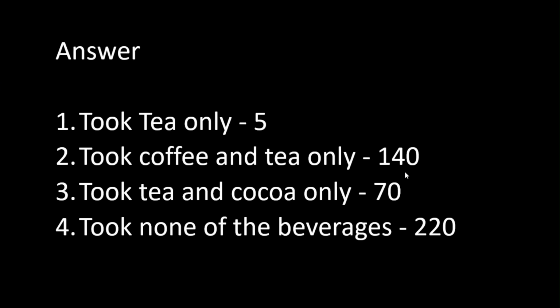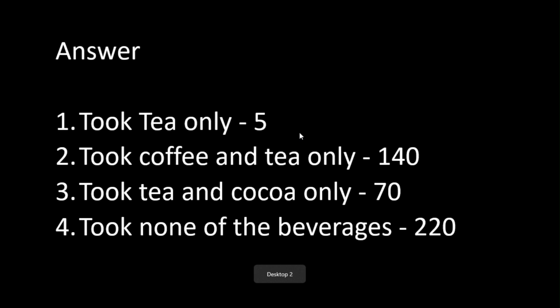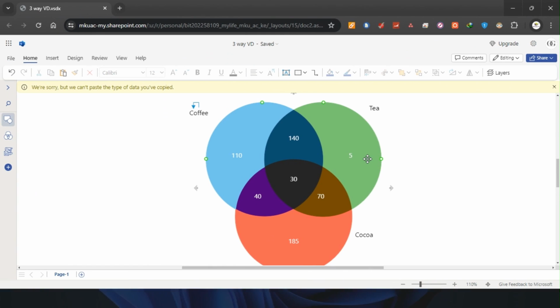If you look at our questions, now we already have the answers. 5 people took tea only according to our diagram, and those who took coffee and tea only are 140. Let me confirm that. Those who took coffee and tea only, 140. I think we got that correct. Those who took tea and cocoa only, that is 70. Okay, yeah, I think we got it right.